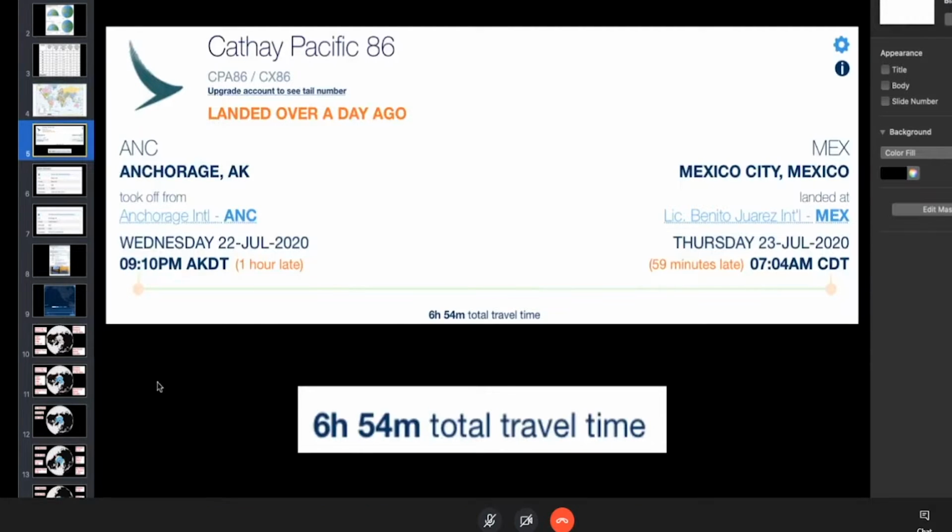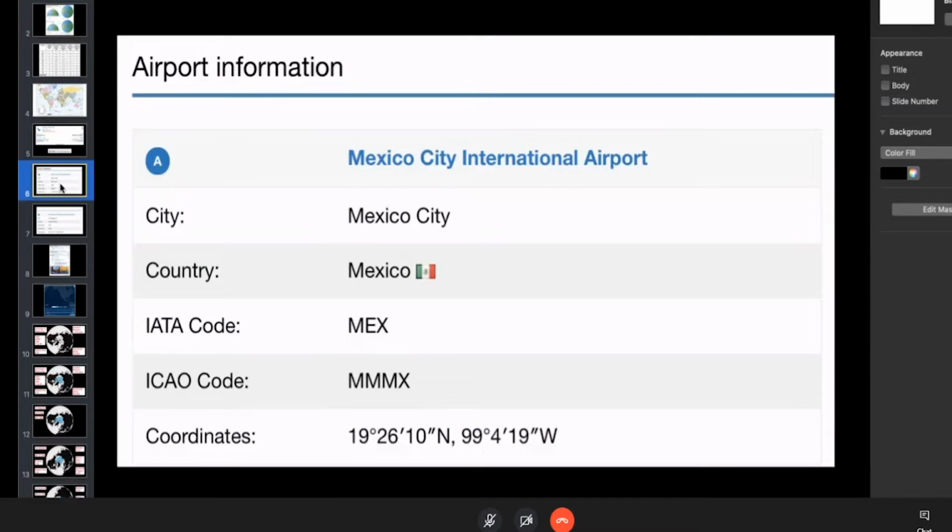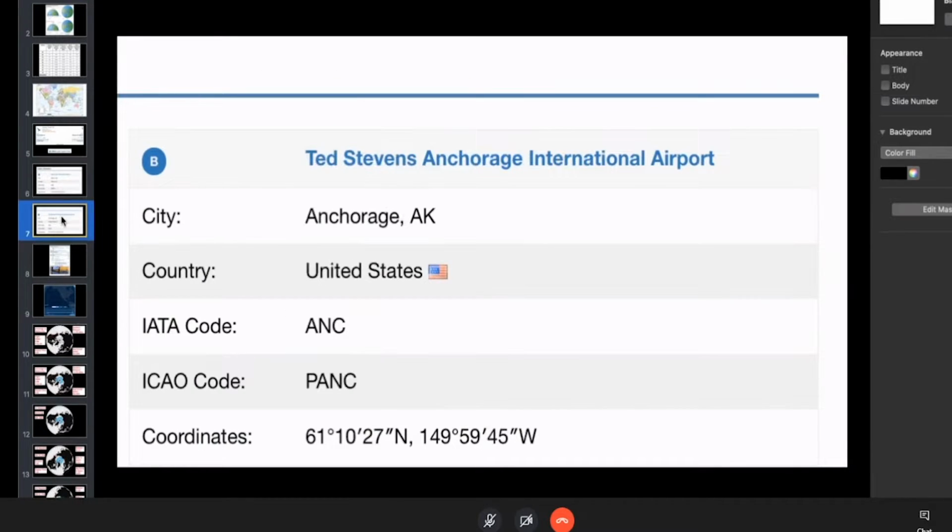We're talking about a specific flight, an actual flight that happened, called Cathay Pacific 86. This happened on the 22nd of July, and it took about 6 hours and 54 minutes to make the trip from Anchorage to Mexico City. Here you can see the latitude and longitude. For the sake of simplicity, in most cases, I've used 20 degrees and 100 degrees for Mexico City and 60 and 150 for Anchorage, Alaska. It's not going to make that much of a difference to the analysis.